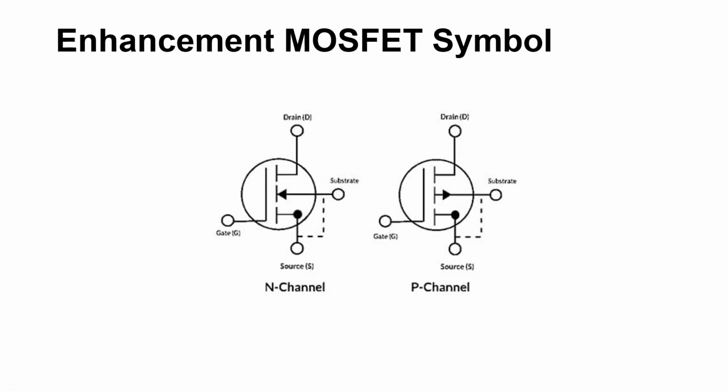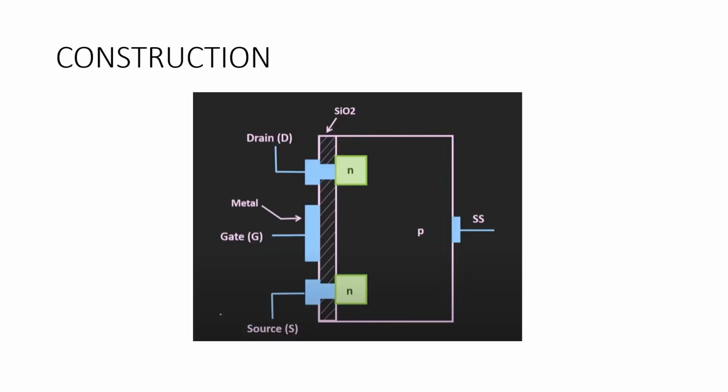This is the symbol of the enhancement MOSFET for N channel and P channel. The difference is in the direction of the arrow mark. There is drain, gate, source, and in addition to these three, there is one more called the substrate. So we'll see what all these things are in the construction. This is the construction of the N channel enhancement. So what is its structure?